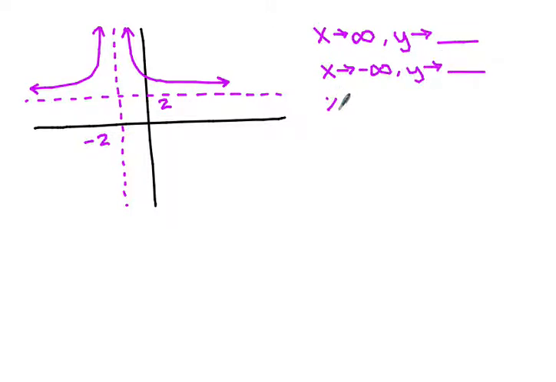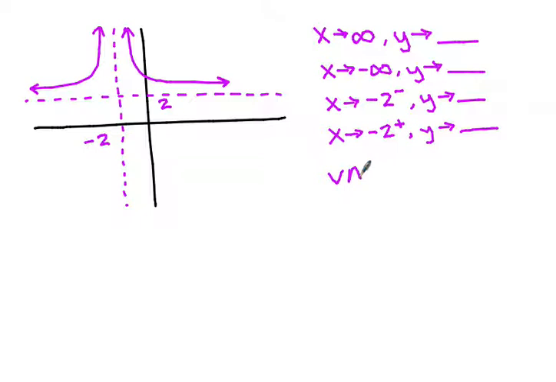As x approaches, and here's kind of a hint for you, I will have the vertical asymptote identified because I'm going to have it approach that so you can see tail behaviors. So as it approaches, in this case, negative 2 from the negative side, y is doing what? And as x approaches negative 2 from the positive side, y is doing what? Then I'll also ask you for the vertical asymptote and the horizontal asymptotes.